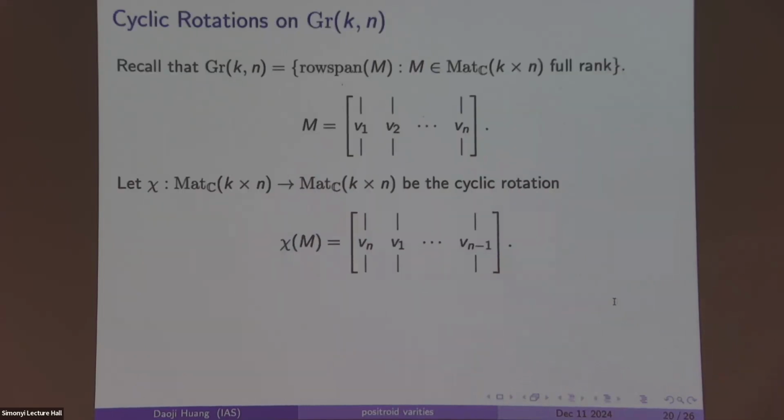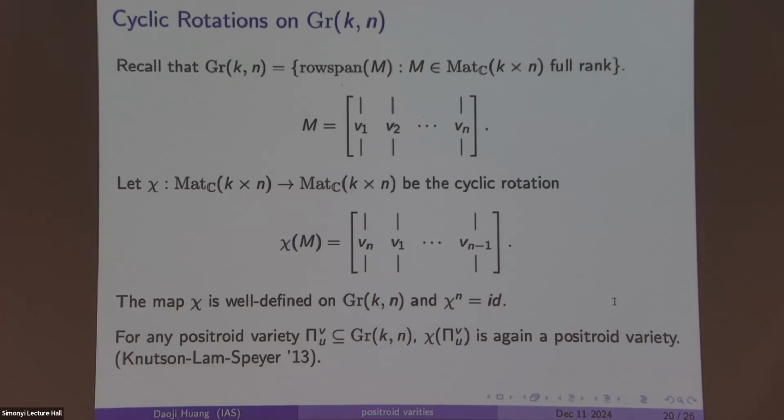So we have a natural cyclic rotation on the Grassmannian, where we just shove the first vector to the end. If I define this, I get a cyclic action on the Grassmannian. And Knutson, Lam and Speyer proved that if I have a positroid variety, the rotation of the positroid variety is again a positroid variety. Positroid varieties behave well under cyclic rotations.